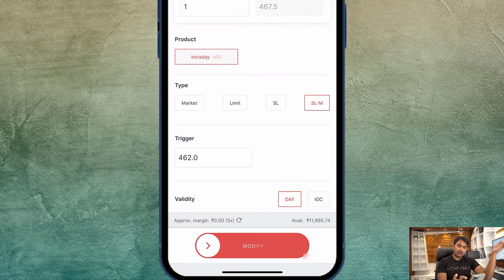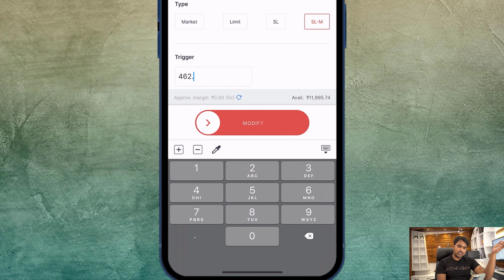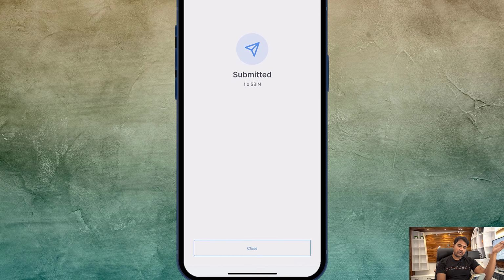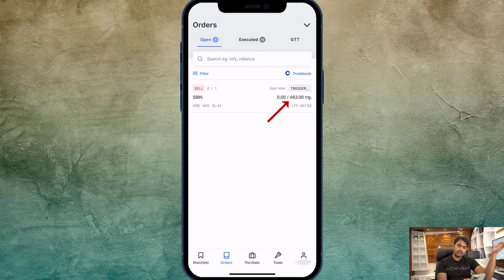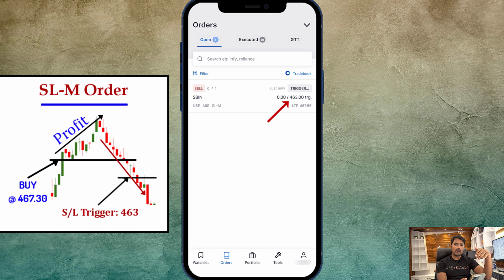Otherwise modify one quantity SLM. If you want to change to 463, just modify like this, you can do that, right? 463 is the trigger price, right? If the market goes down and touches this level, your positions will be squared off. It's a very simple process. I would strongly recommend, please use this order after making any positions for trading.